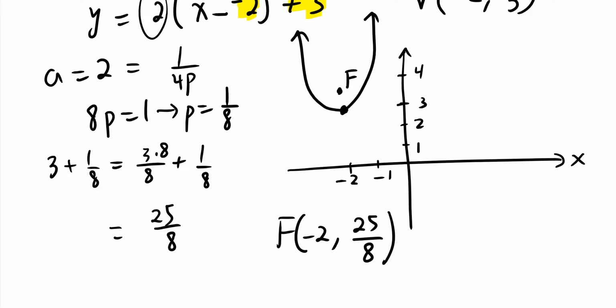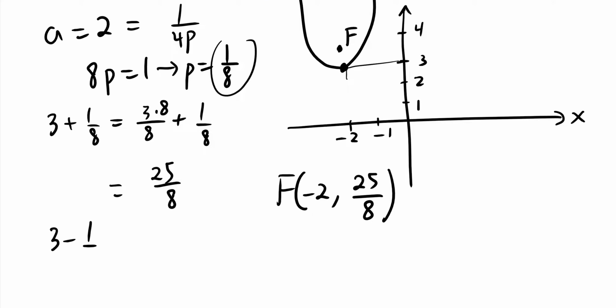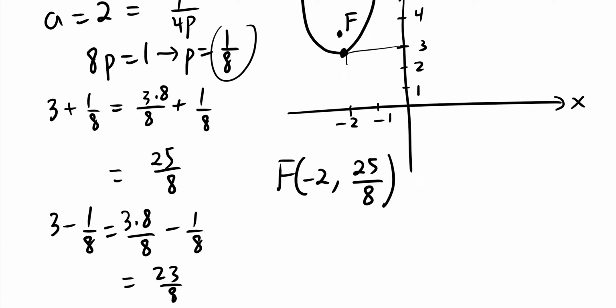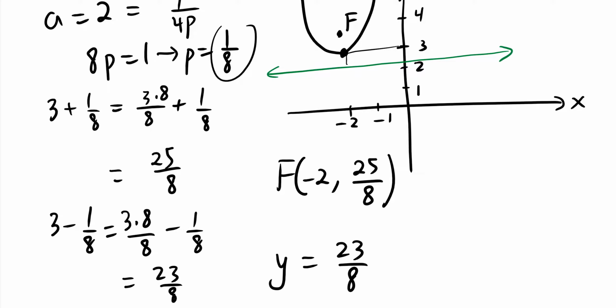That's the focus. If I want to find the equation of the directrix, I need to go below this number, below this 1 over 8. So that would be 3 minus 1 over 8. 3 times 8 minus 1 over 8. 24 minus 1, 23 over 8. So that would be the equation of the directrix. The directrix would be somewhere here, let's say. So the equation becomes y equals 23 over 8, because it's a horizontal line, so it must be y equals a number.